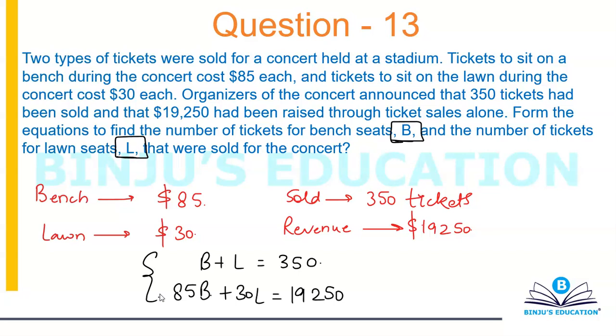We are selling a total of B bench tickets and a total of L lawn tickets. The total number of tickets sold is 350, so B plus L is 350. We are generating a total revenue of 19,250. How would you get the revenue? That is the total number of bench tickets multiplied by the price per bench ticket, so that will be 85 into B. The same thing goes for lawn tickets, that is 30 into L. So 85B plus 30L is equal to 19,250, and that's your answer.